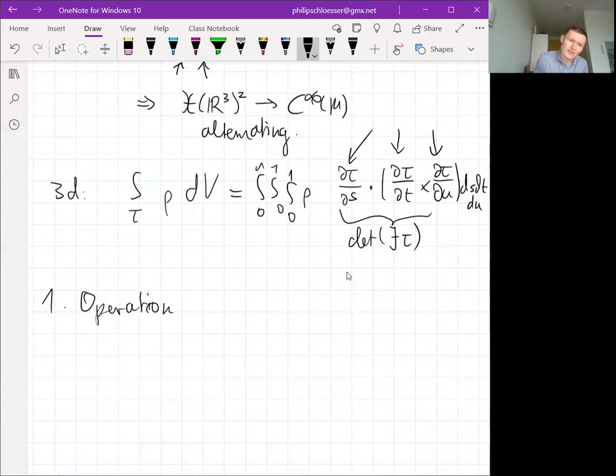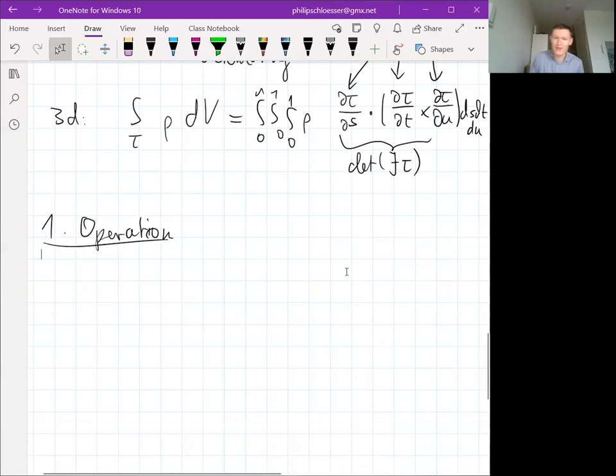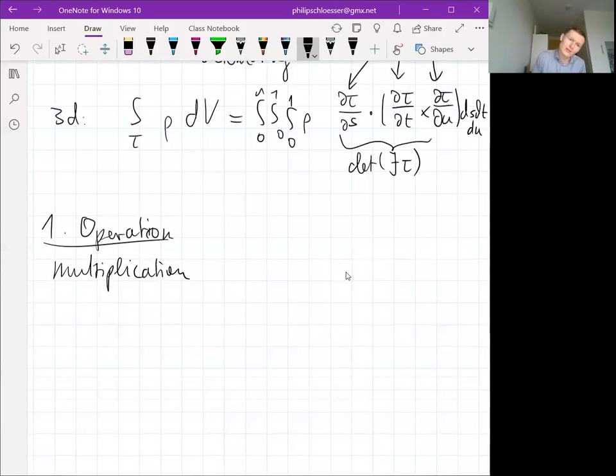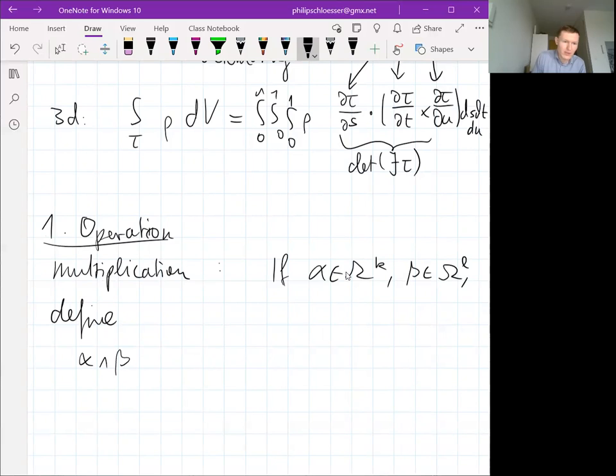And there are, depending on who you ask, 3 or 4 important operations on K-forms. The first operation being we can multiply them. Well, not multiplication as we are used to, but similar. So if alpha is a K-form and beta is an L-form, we can define alpha wedge beta. And this is supposed to be a K plus L form. So it swallows K plus L vector fields.